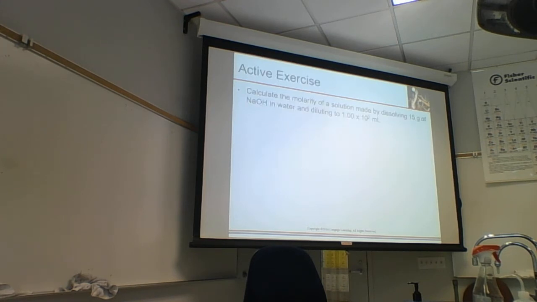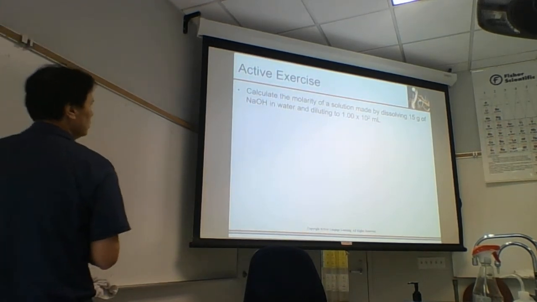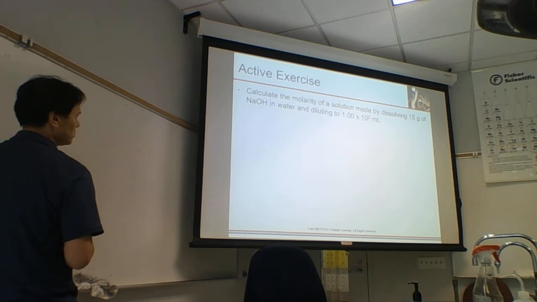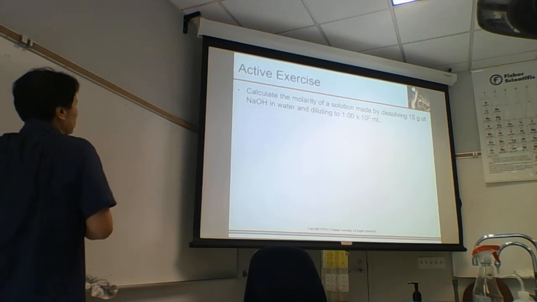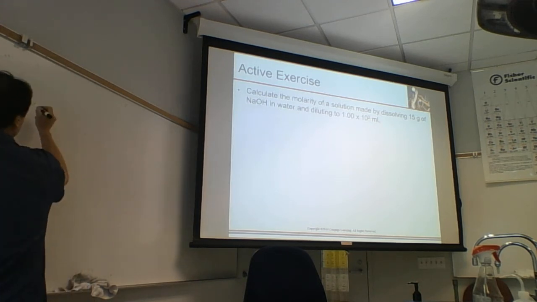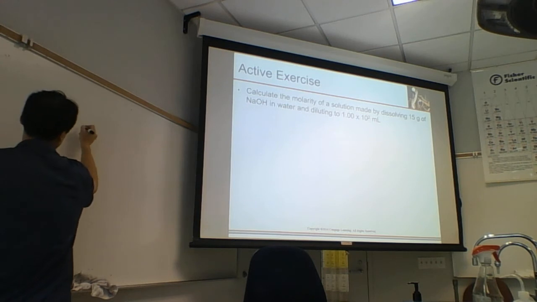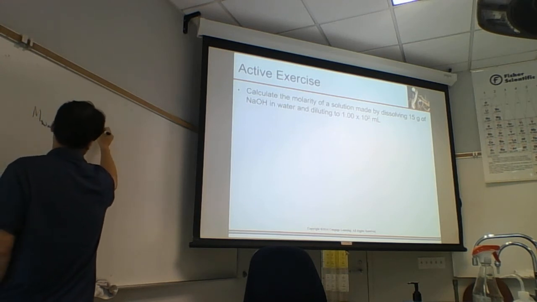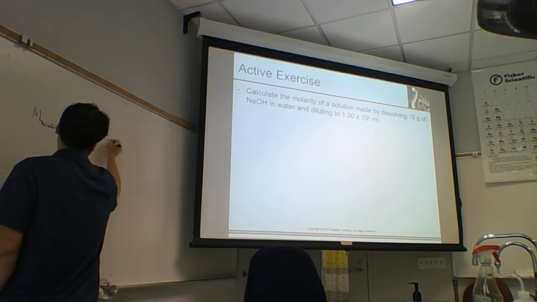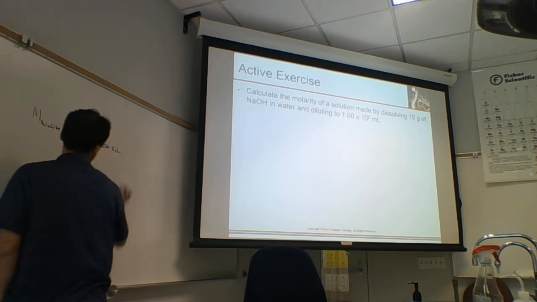Moles per liter. Calculate the molarity of a solution made by dissolving 15 grams of sodium hydroxide in water and diluting it to 1.00 times 10 squared milliliters, to 100 milliliters. So if we take 15 grams of sodium hydroxide and dilute it to 100 milliliters, what is the molarity? Well, the molarity of sodium hydroxide is equal to the moles of sodium hydroxide per liter of sodium hydroxide solution.